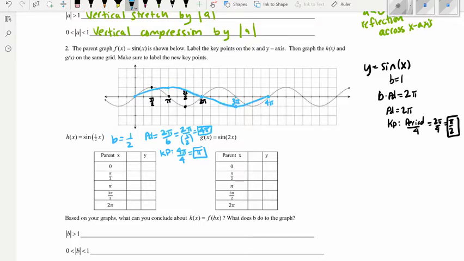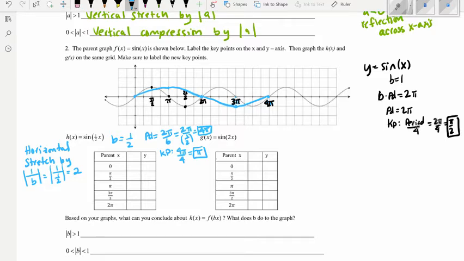So this is my new graph. So notice that even though my b value is 1/2, our new graph is twice as long as the parent graph. So that's why we call this a horizontal stretch, and it's 1 over your b value. So in this case, the absolute value of 1 over b would be the absolute value of 1 over 1/2. 1 divided by half is 2. So it's a horizontal stretch by 2 from our parent graph, because it's twice as big as the parent graph.